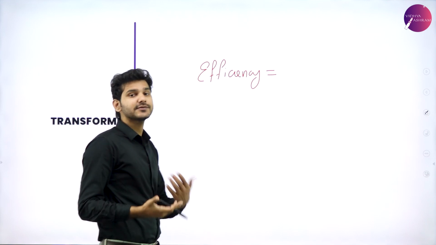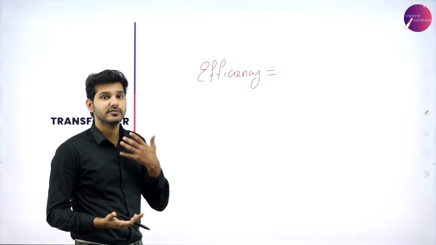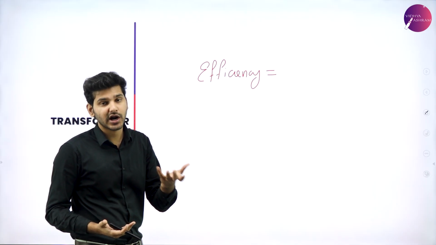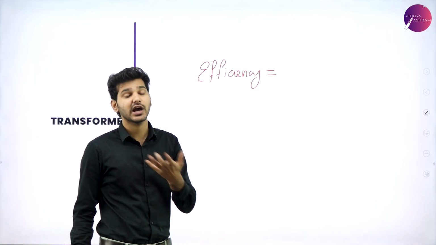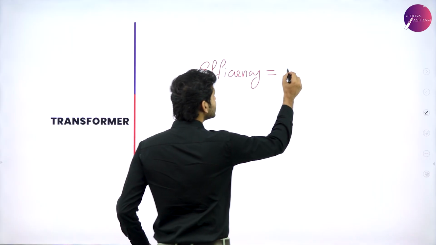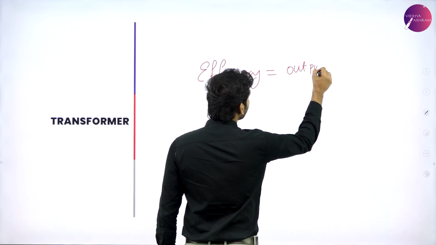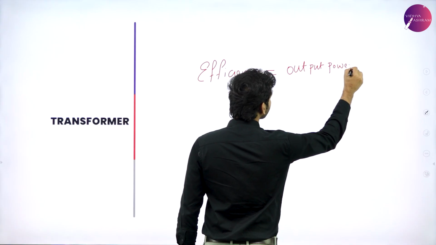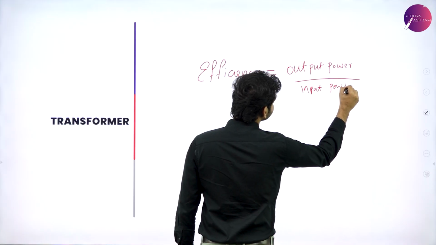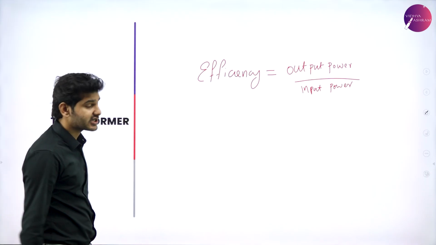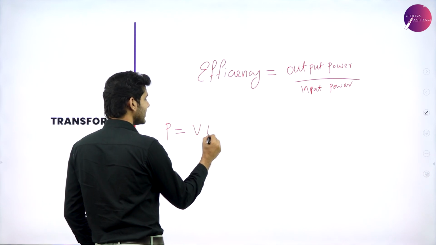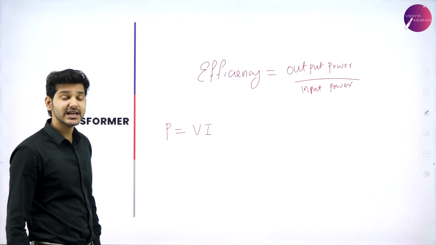In terms of a transformer, the input quantities are voltage and current, so we can say it in terms of power. How much power output are we actually getting? How much power efficiency are we getting? So we can say that it is the ratio between output power divided by input power. We do know that power is given by VI. That is, VI will be the equation for power in an electrical circuit.